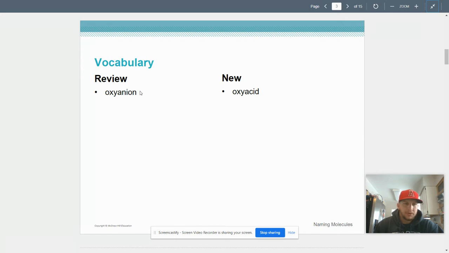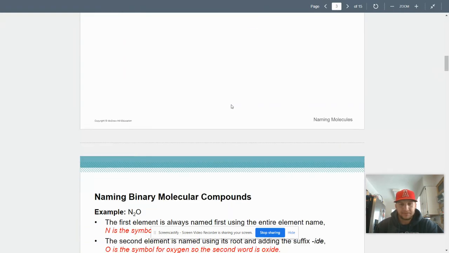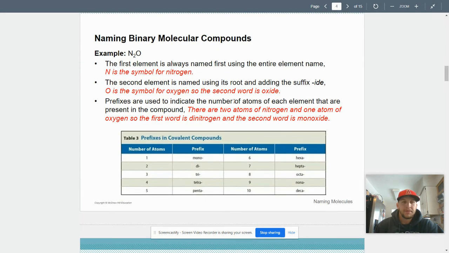If you recall, we've talked about what an oxyanion is, which we know is just an anion, a polyatomic ion, with the presence of oxygen. So looking at our new one, we have an oxyacid. It's going to have a real similar definition. The only difference is we're going to classify it as an acid. So how I would say this is more or less we're going to have an oxyanion that is acidic, but we'll talk about that here in a little bit.